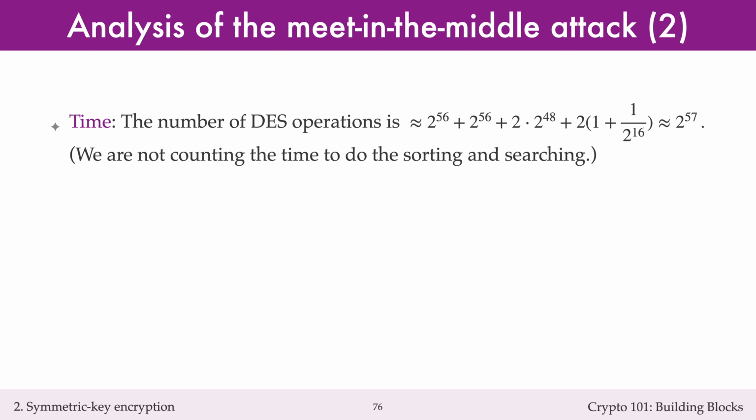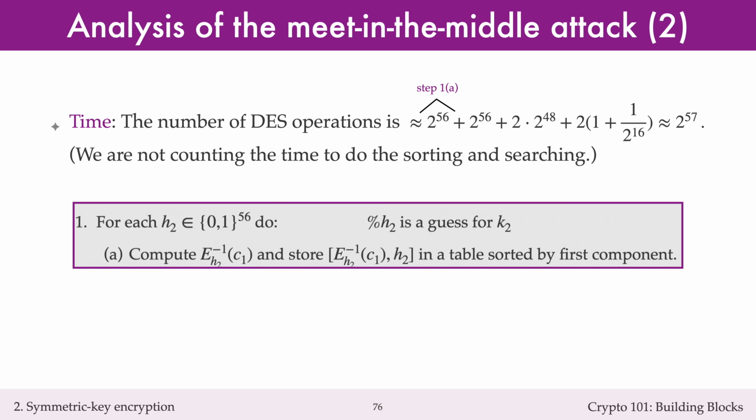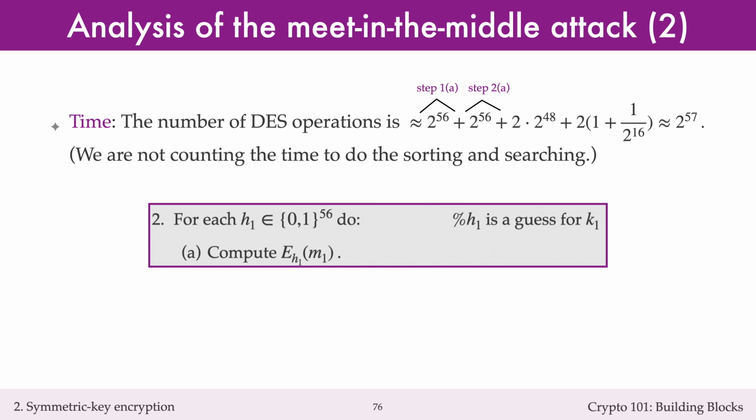I'll now analyze the running time of the meet-in-the-middle attack on double DES. In the analysis, I'll take one operation to be either a single DES encryption operation or a single DES decryption operation. The running time of step 1a is 2 to the power 56 operations because we do one single DES decryption for each key H2 in the single DES key space. Similarly, the total running time of step 2a is 2 to the power 56 operations, since we do one single DES encryption operation for each key H1 in the single DES key space.